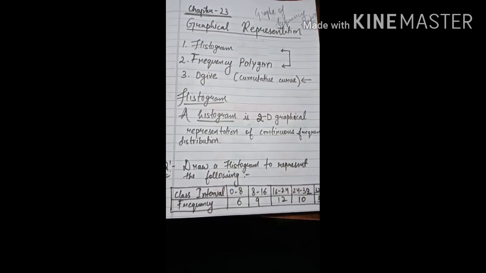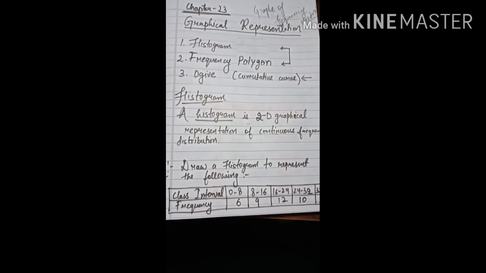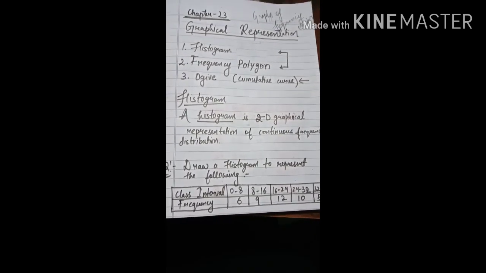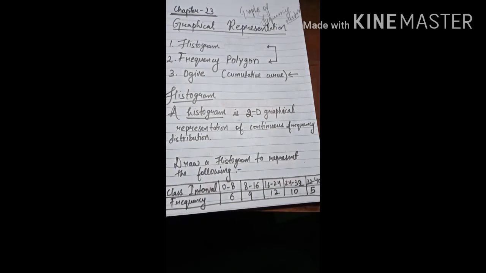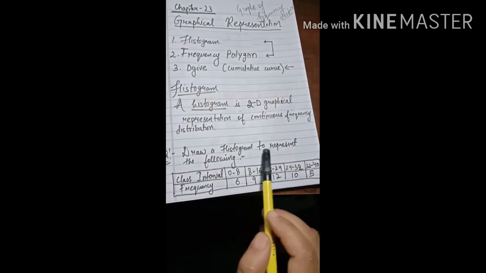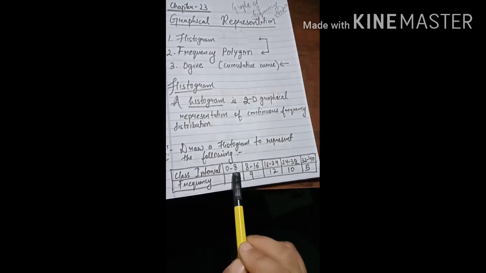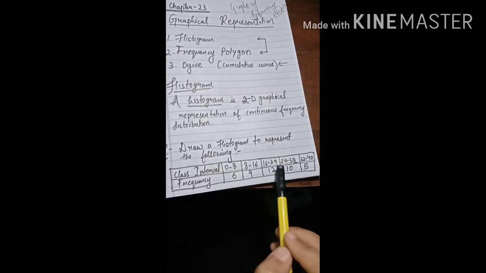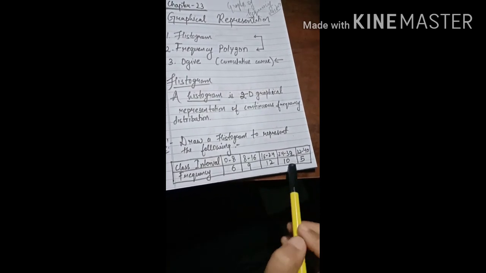Histogram. A histogram is a two-dimensional graphical representation of a continuous frequency distribution. Continuous frequency distribution means we have class intervals and frequencies, and the classes are continuous, as we can see in this question: draw a histogram to represent the following. The class intervals are 0 to 8, 8 to 16, 16 to 24, 24 to 32, 32 to 40, and the frequencies are given respectively. Now how to solve this?